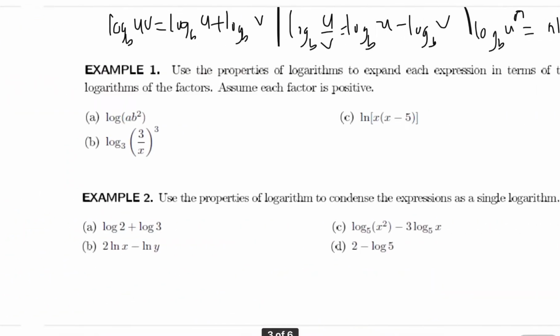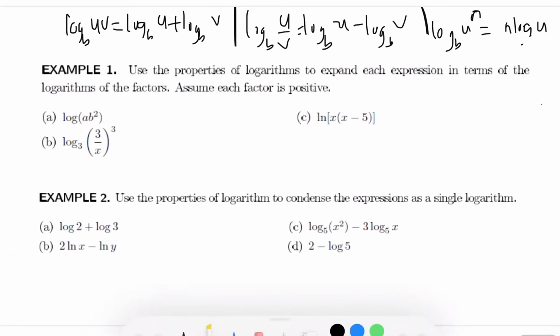Okay, let's have some examples. So for number one, expansion. I've written the three laws above. So let's expand letter A, for example 1. Take note, this is multiplication. So if it is multiplication, then we'll do the sum of the two factors. So this is now log of A base 10 plus log of B squared.